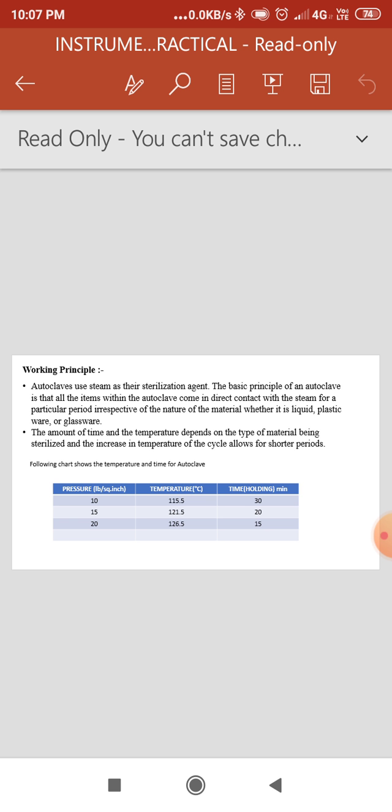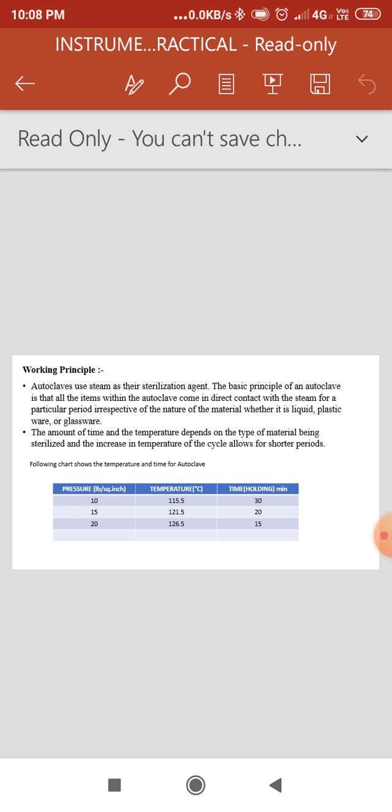Okay, so now we will see what is the principle of the autoclave. Actually it is moist heat sterilization, as we know. So moist heat destroys the microorganisms by irreversible coagulation process and denaturation of the enzymes and structural proteins. Okay, what is the actual principle of this autoclave? Moist heat destroys the microorganisms by irreversible coagulation process and denaturation of enzymes and structural proteins.